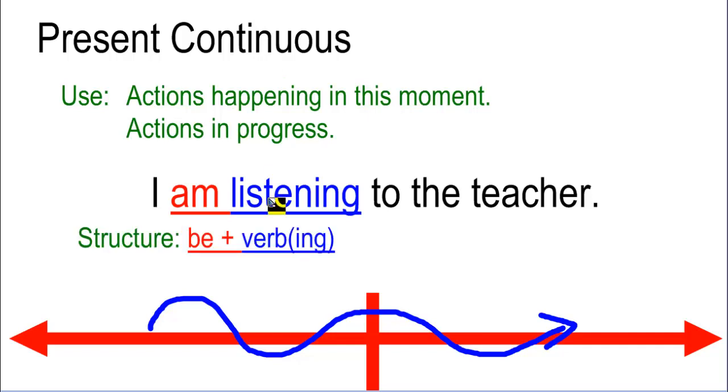Now, about the structure of the present continuous. As you see, the verb has two parts. The verb be and the verb with ing. So you see, I am listening to the teacher. I am.